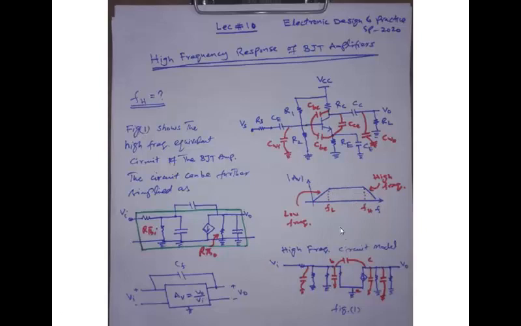We have already covered the low frequency response in previous classes. The low frequency response is basically governed by the coupling and bypass capacitances, and the high frequency response is dictated by these parasitic capacitances, which include the junction capacitances and wiring capacitances.